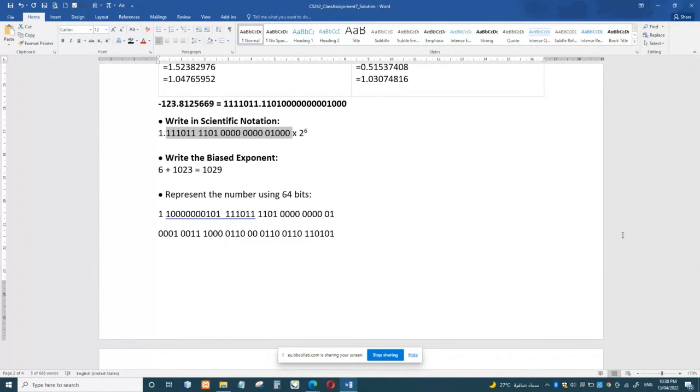Yes, 11 bits for the biased exponent. Yes, the biased exponent is 11 bits, and this is your mantissa fraction.